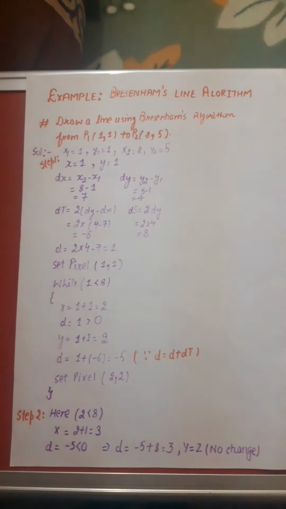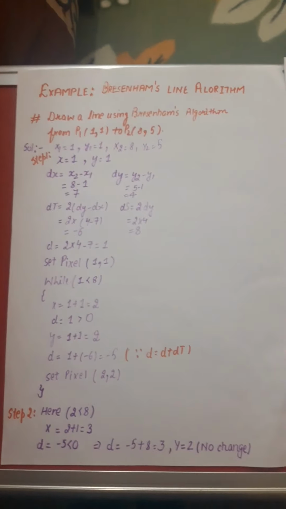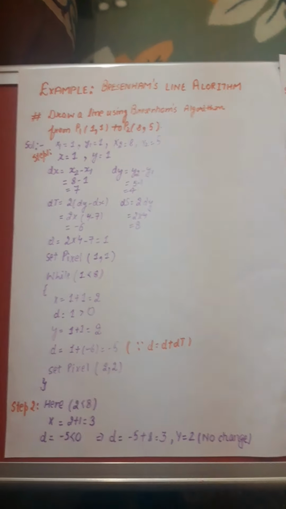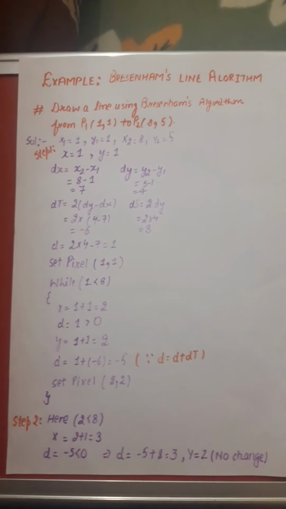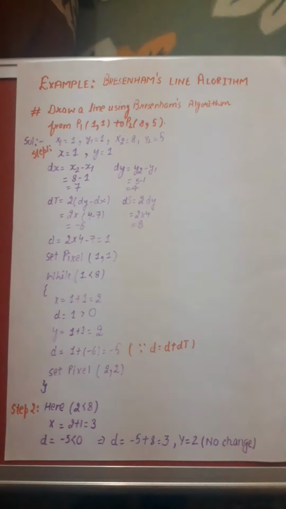Now we will start with the loop that x is less than x2, right? So here x is 1 and x2 is 8. So since 1 is less than 8, we will continue with the loop. Firstly, we will increase the value of x by 1, that is 1 plus 1 equals 2, and we will see what the decision parameter is.